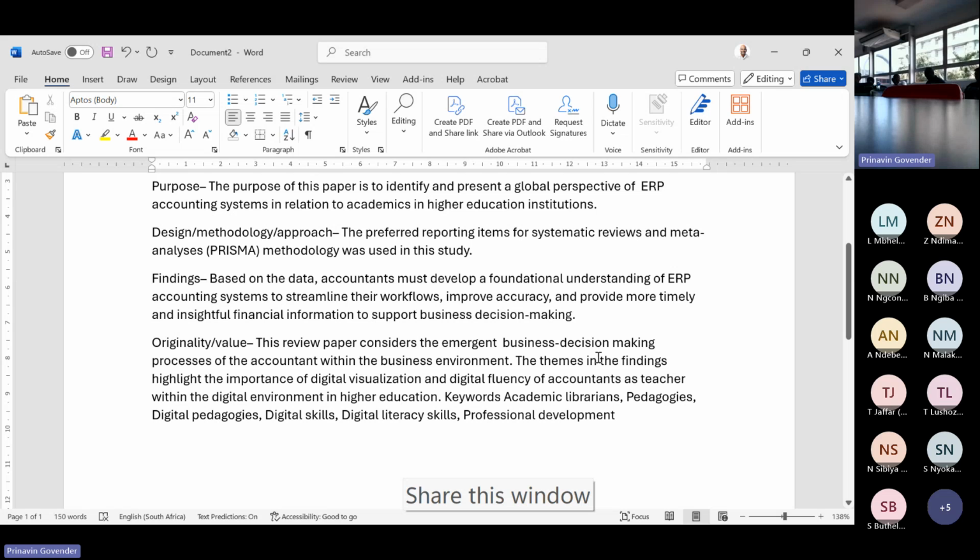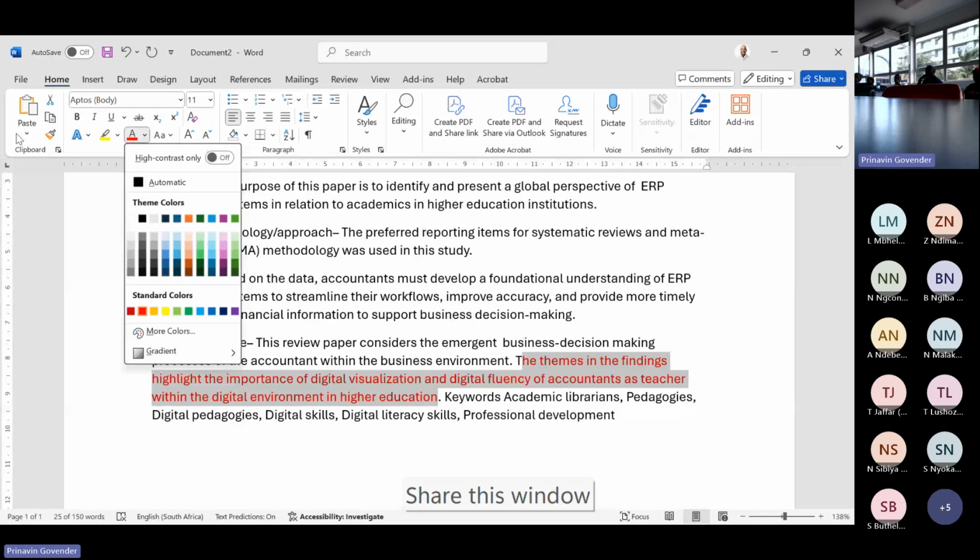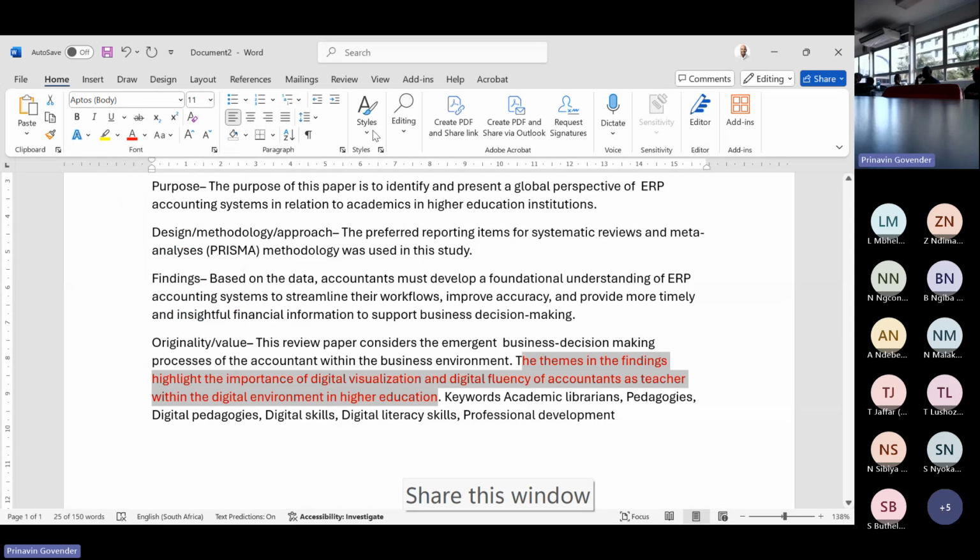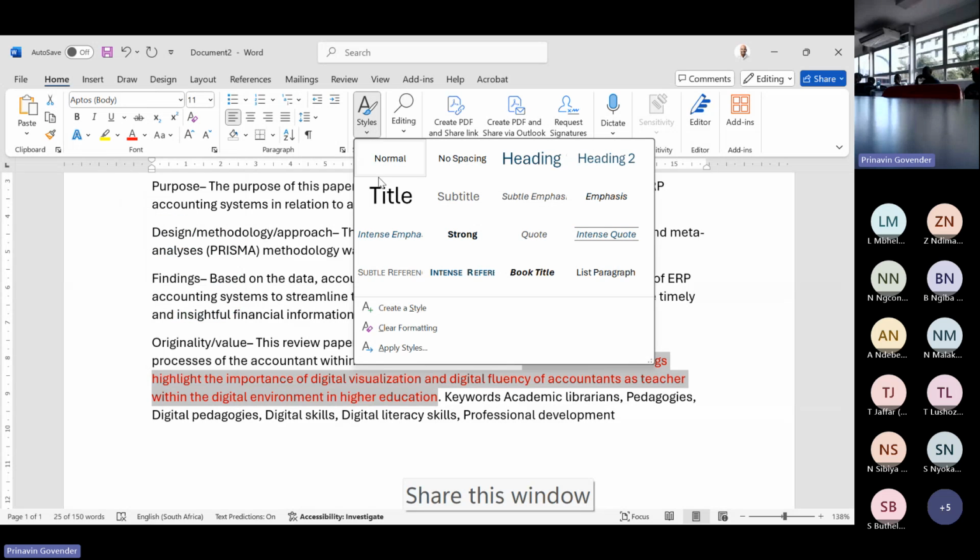Okay, can we come back to this one? I don't know what the themes are. We're going to come back to this, so let's just put that in red, and let's also put that in the struck out. Styles. I beg your pardon?